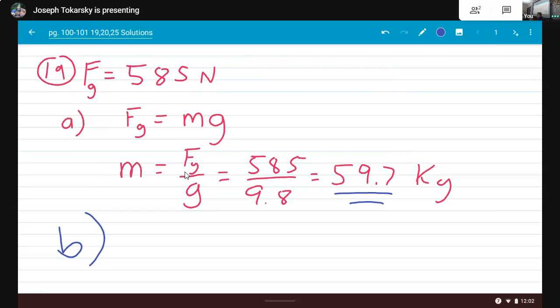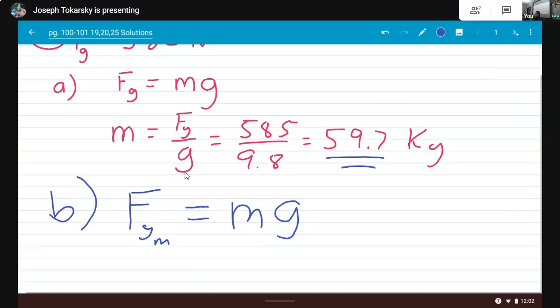So in part B, it says, what would the scale read on the moon where g is only 1.6 meters per second squared? Well, on the moon, we could just subscript this F_G sub m for on the moon. The weight on the moon is still going to be equal to m times little g, but it's the new little g, the 1.6, right? On the moon. But the mass is still, like we just said, good everywhere.